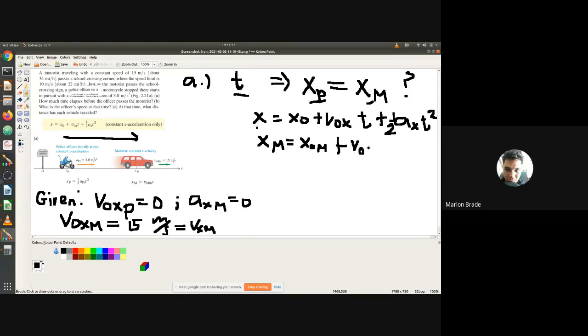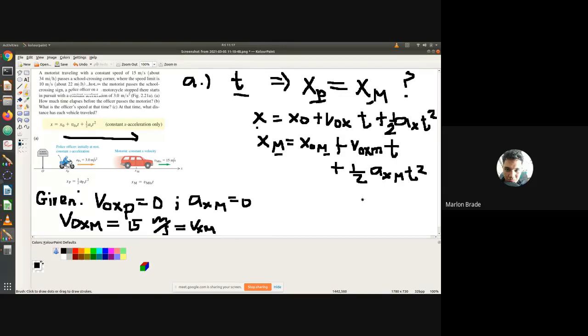Plus 1/2 a xm t squared. So this is the position of the motorist, with the subscript m.